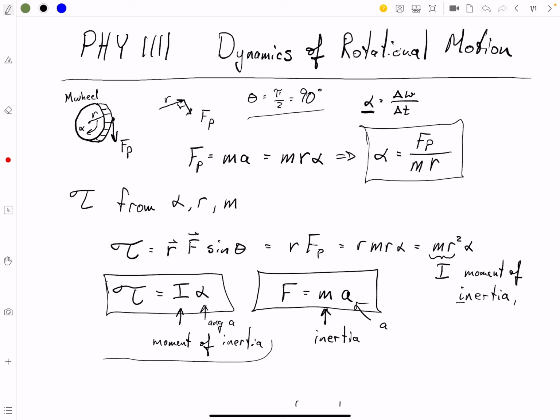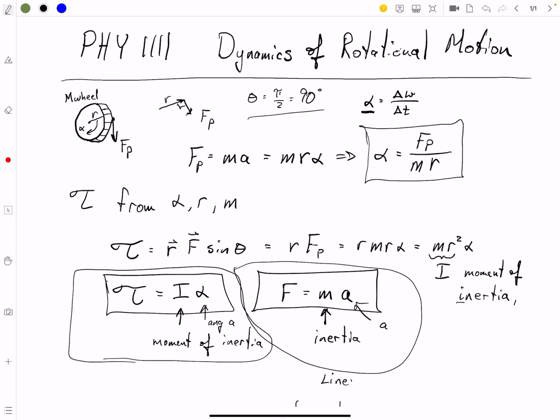These guys over on this side are the rotational versions of these guys, which are the linear, translational. And over here we've got rotational, or angular. Okay, so far so good.